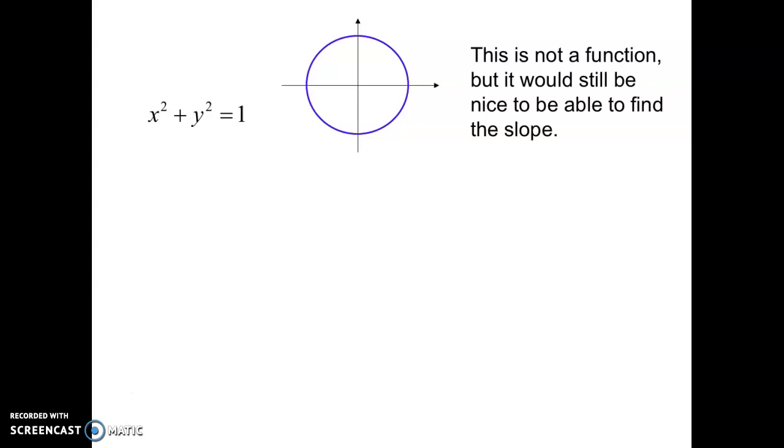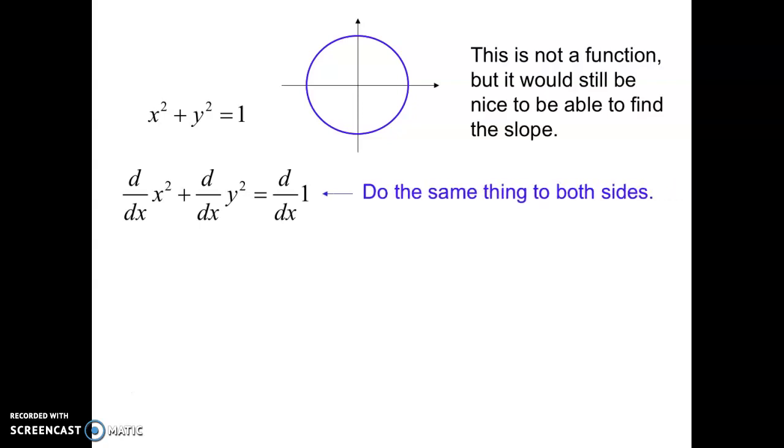So when we started looking at functions, we knew that the tangent line to the curve can be drawn to any function. But even when something is not a function, say in this case, when we have a circle that is not a function but a relation, we should still be able to draw a slope of the tangent line to this curve. So we should still be able to find a derivative.